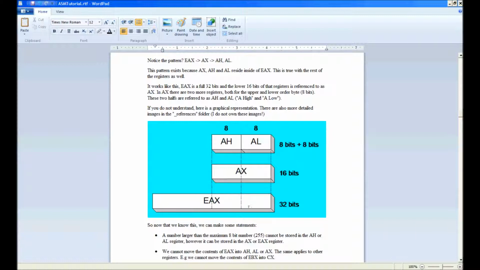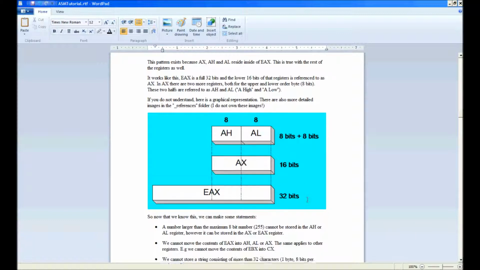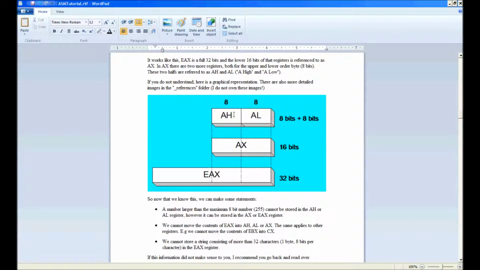So you've got your full 32 bits of EAX, and then you've got 16 bits, which is your AX register. That sits in the lower half of the EAX register. Then you've got your AH and your AL, A high and A low. The A low sits in the lower half of AX, and the AH sits in the upper half of the AX register. These are both 8 bits as well.